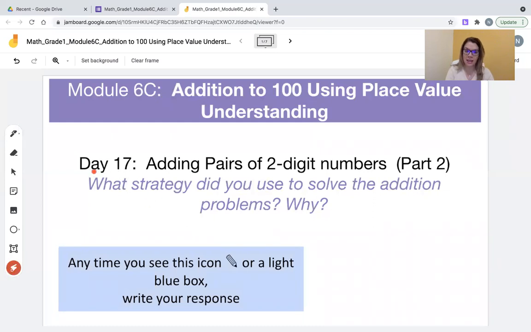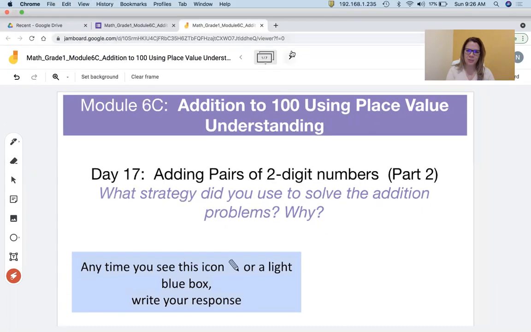We are in day 17, adding pairs of two-digit numbers. Part 2. Our focus question today is, what strategy did you use to solve the addition problems? Why? Students and scholars, today you will be solving addition problems involving two-digit numbers. Also, you will choose a strategy, explain the strategy, and also why you selected this strategy. Let's go to the introduction page.